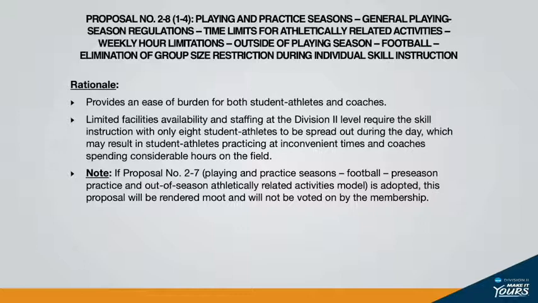Further, limited facilities availability and staffing at the Division II level requires the skill instruction with only 8 student-athletes at a time to be spread out during the day, which may result in the student-athlete practicing at inconvenient times and coaches spending considerable hours on the field. If adopted, this proposal will have an immediate effective date, which will permit Division II institutions and teams to implement these changes for out-of-season skill instruction during the 2021-22 academic year. Please note, if proposal number 2-7 is adopted, this proposal will be rendered moot and will not be voted on by the membership. This is also a football-only vote.